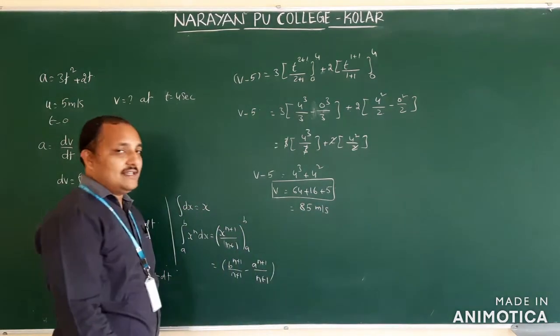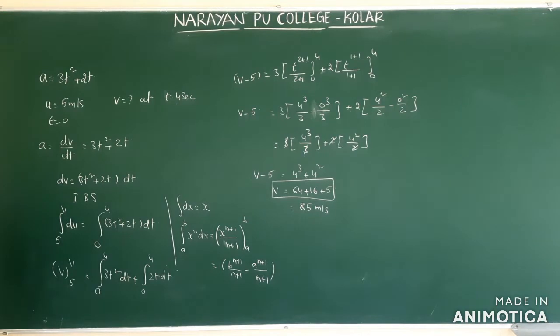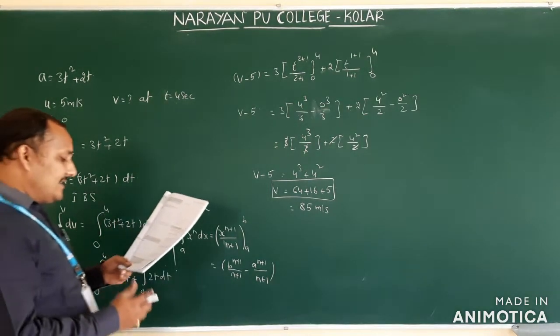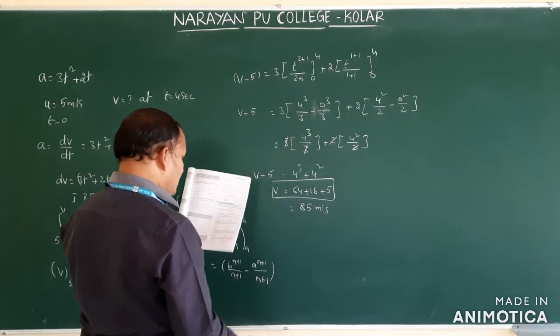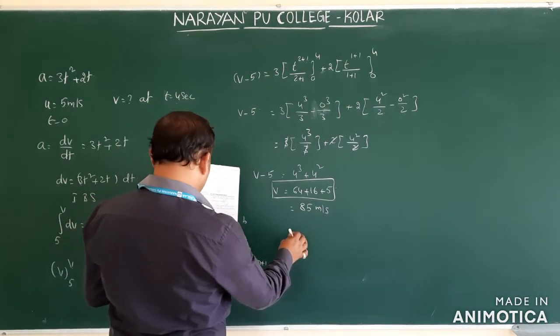So velocity is 85 meter per second. Next, example 24. Example 24 also you might have solved. There is also similarly like this only. So they gave some equation. That's nothing but deceleration experienced by a moving motor boat after its engine is shut off. Shut off means engine is stopped.